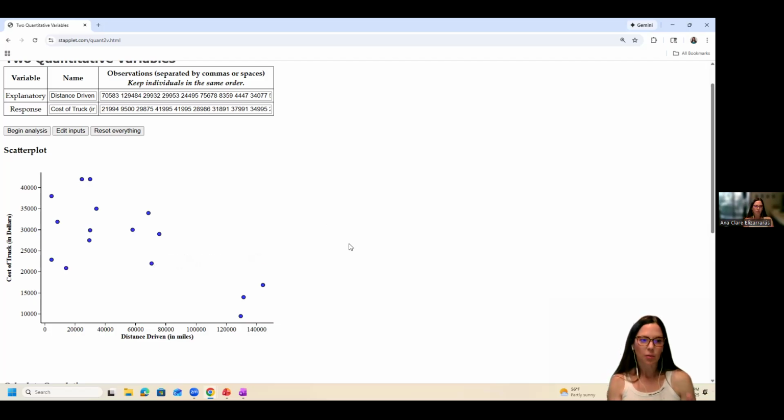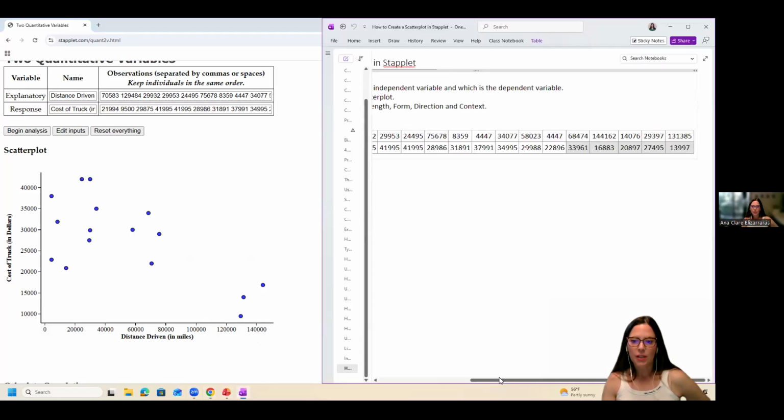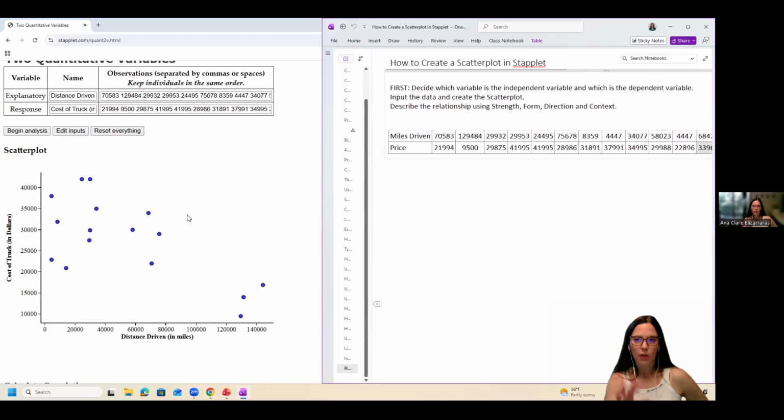You want to name your variables because you definitely want your axes to be labeled, and then you want to put in the values that you have. Once we've created our scatter plot, we want to be able to describe the relationship using strength, form, direction, and context. Is this positive? Is it negative? Is it a line? Is it curved? Is it strong? Is it weak? Those are things you want to do. The strength comes from the correlation coefficient, which we are actually going to calculate in our next set of videos. Strength matters based on the correlation coefficient between the two. There's an actual calculation that we use.